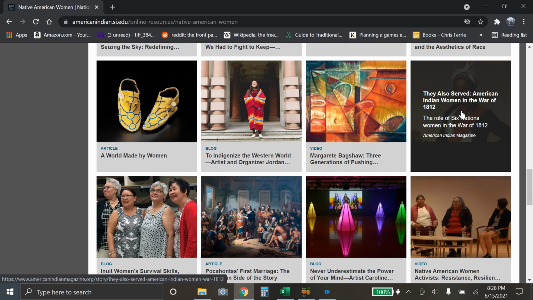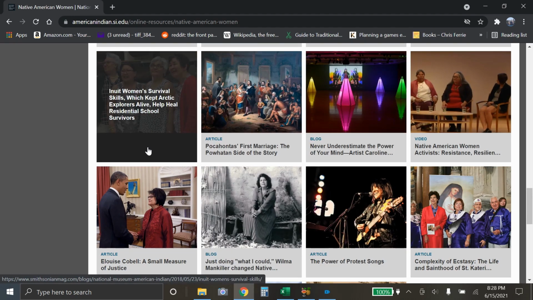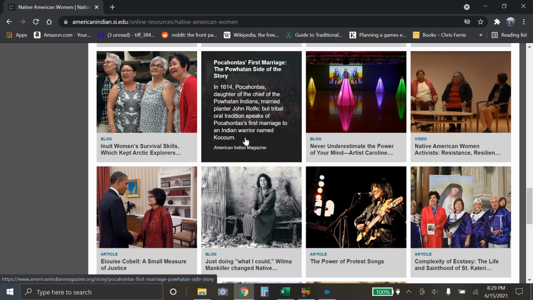They also served: American Indian women in the War of 1812. You also have Inuit women's survival skills, which kept Arctic explorers alive and help heal residential school survivors. So this is another one talking about the residential school survivors. Pocahontas's first marriage, the Powhatan side of the story. So this is interesting, an article, because in the previous exhibitions, there was something on Pocahontas. So this is another bit of information on that.